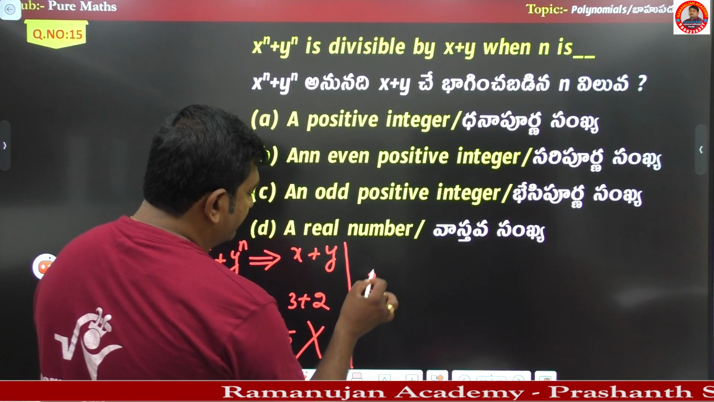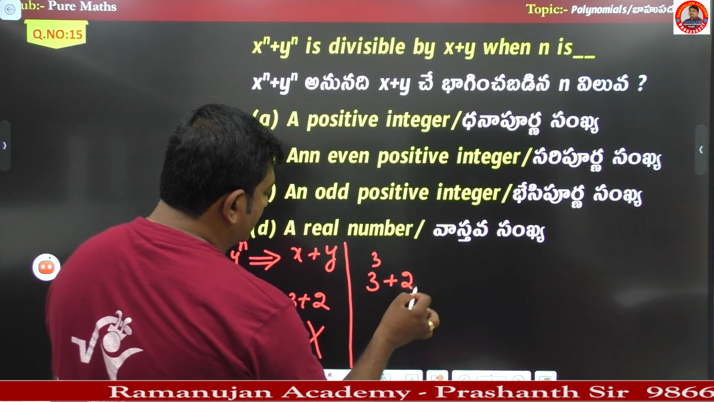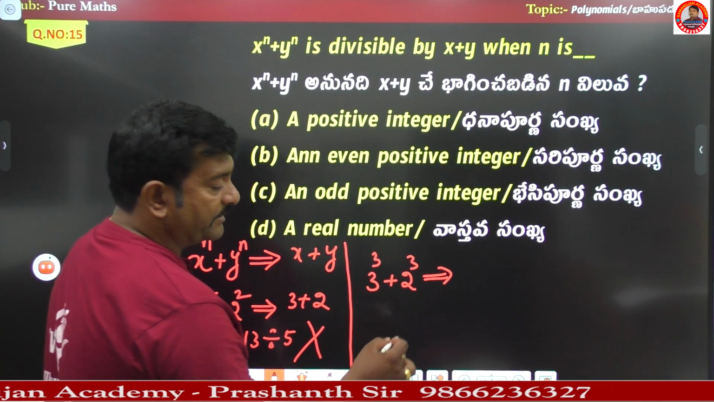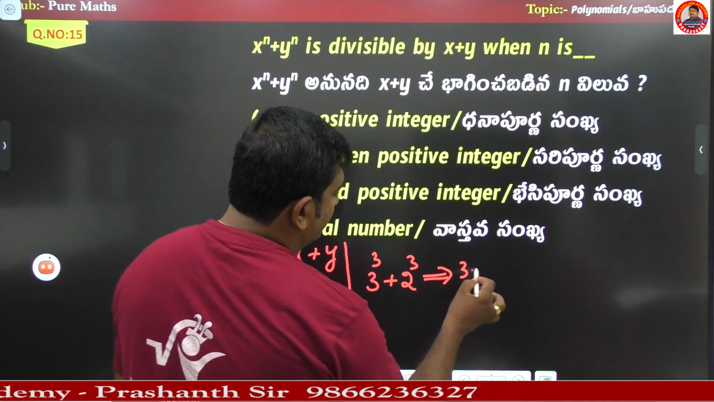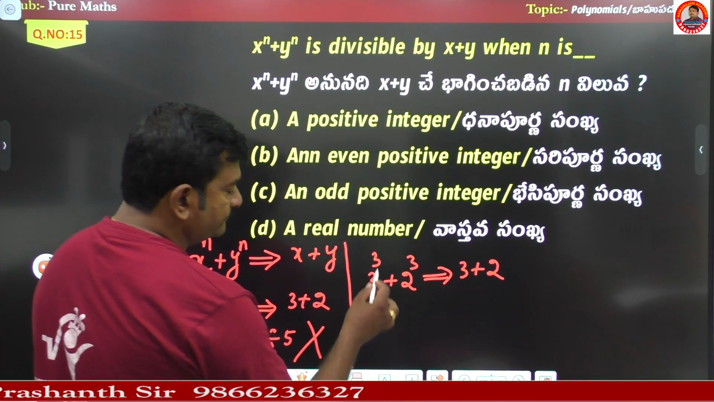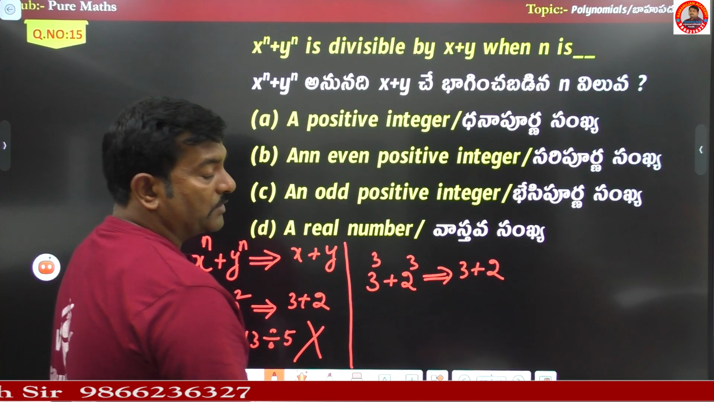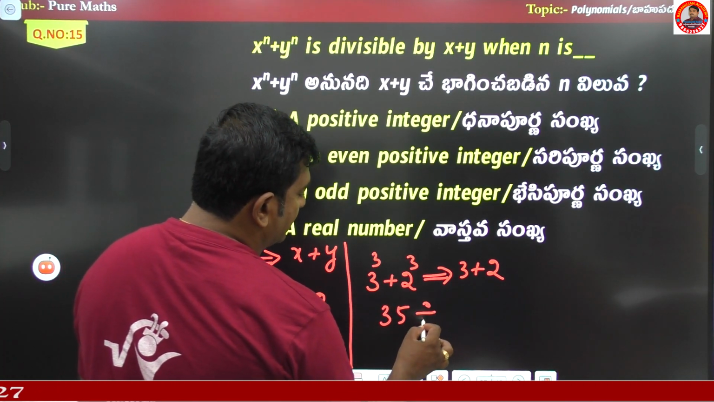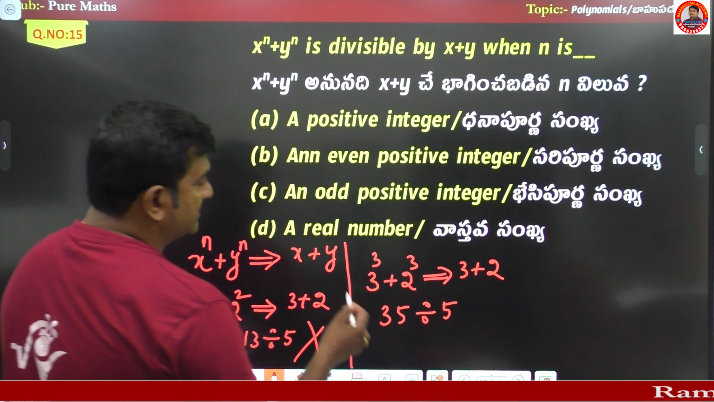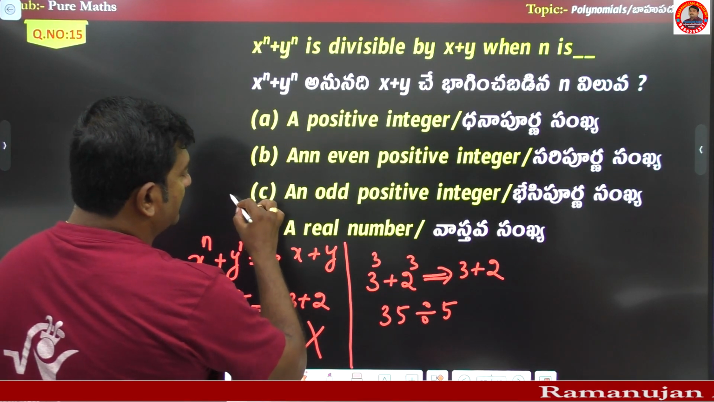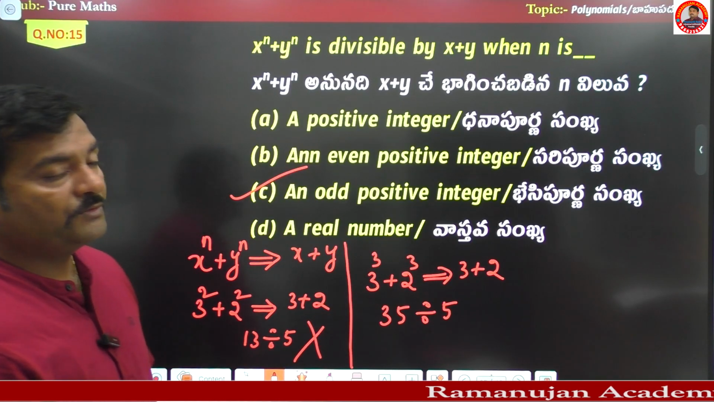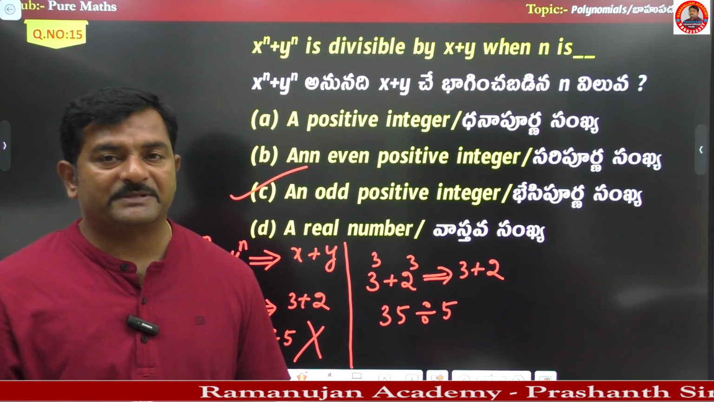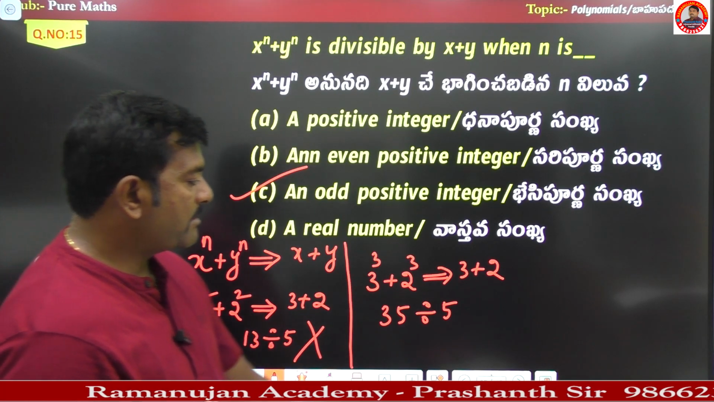Now in the same case, I am taking 3 power 3 plus 2 power 3. In place of x I have taken 3, in place of y I have taken 2. x plus y means 3 plus 2. 3 cube is 27, 2 cube is 8. 27 plus 8 is 35. 35 is divisible by 5. Since it is exactly divisible, n must be only an odd number. Now remember this statement as a formula: x power n plus y power n is always divisible by x plus y if n is an odd number. You can remember it like that.